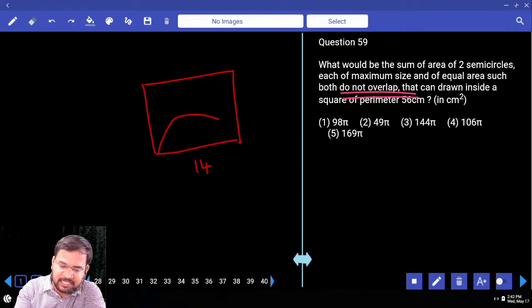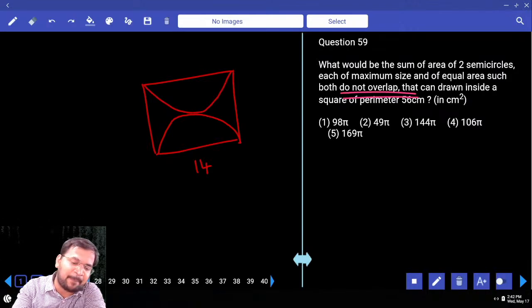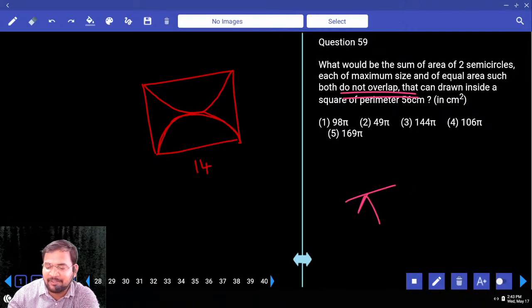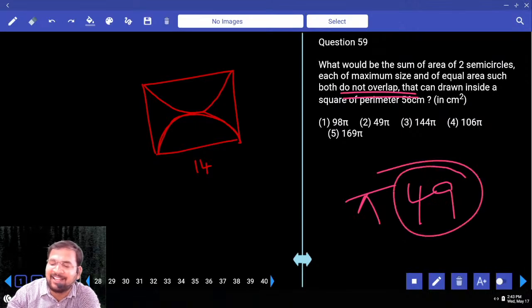In this one, two semicircles we are going to draw. Both are not overlapping, but maximum semicircles. All of it clear, na? Like this only possible, na? Those two semicircles are also equal. Then the semicircle diameter is nothing but the side of the square. Therefore the radius of a semicircle is 7. Two semicircles is nothing but one circle, na. Circle area is pi r square, pi into r square, 49. R is 7, na.